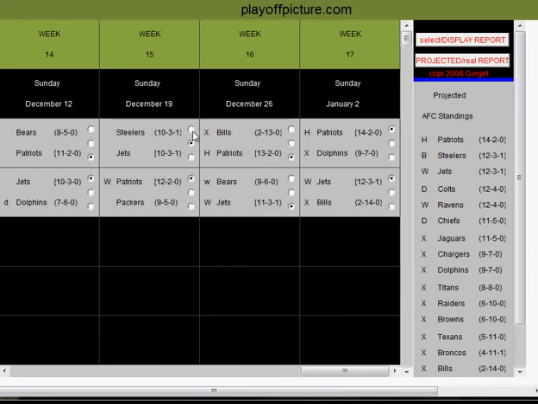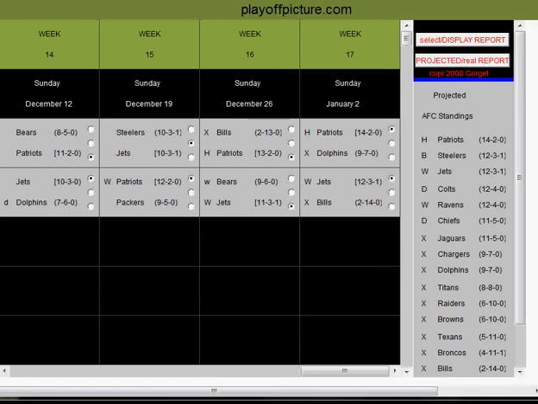And finally, in week 15, we got the Jets playing the Steelers in Pittsburgh, and the Patriots playing the Packers in Foxborough, and those are both really competitive games. There's a lot of really competitive games here. It's a really good race.